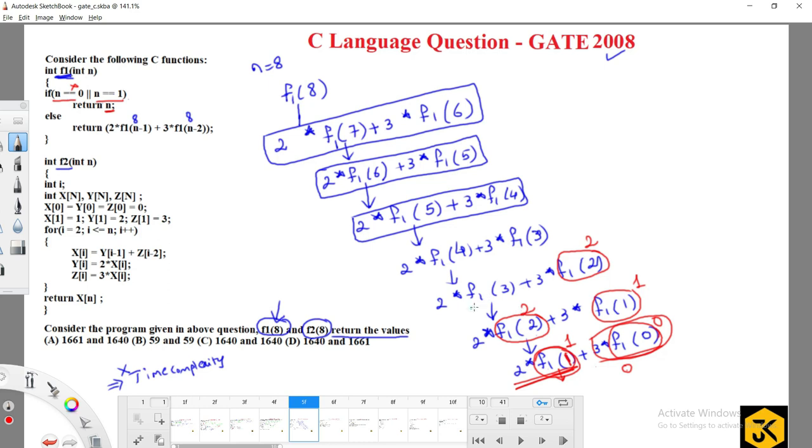Now in order to compute f1 of 3, I have this ready-made available. 2 into 2 is 4, plus 3 into 1 is 3, so 4 plus 3 is 7. So f1 of 3 is 7. That 7 value I simply substitute here. Now 2 sevens are 14, 14 plus 6 is 20. So f1 of 4 is 20. This f1 of 4 is also 20, which you know. 2 twenties are 40, 40 plus 21 is 61. Am I right?